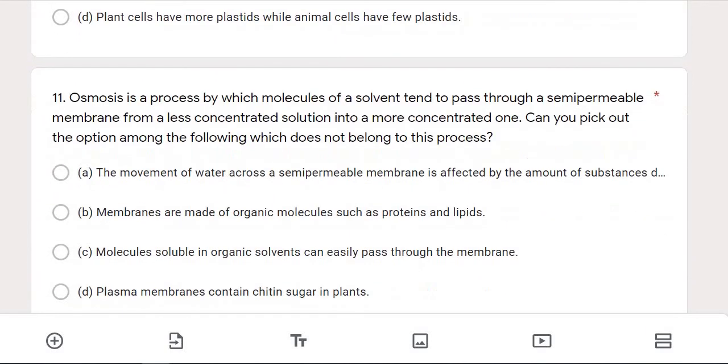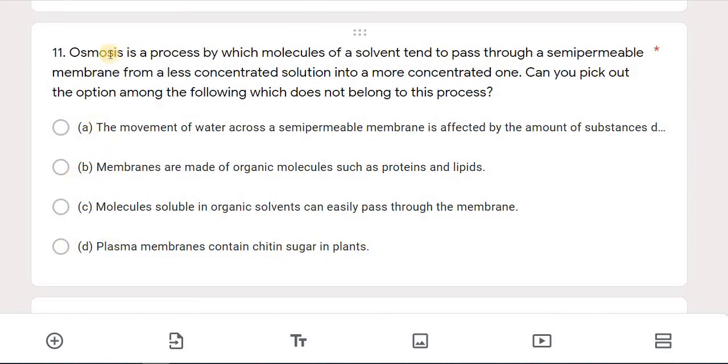Let's move further. Question number 11. Osmosis is the process by which molecules of a solvent tend to pass through a semi-permeable membrane from a less concentrated solution into a more concentrated one. Can you pick out the option among the following which does not belong to this process? The first one, the movement of water across a semi-permeable membrane is affected by the amount of substance which is dissolved in it.